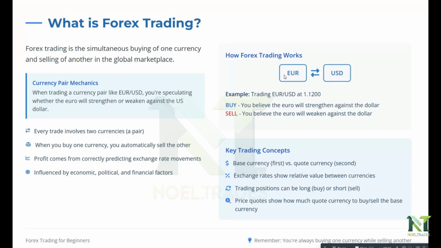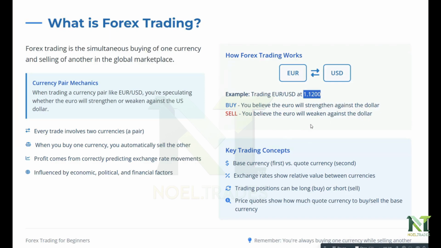So, how forex trading works. This is a currency pair: we have the euro and the dollar. The first currency is called the base currency and the second currency is called the quote currency. This is how we normally quote foreign exchange prices. When you want to buy, you believe that the euro will strengthen against the dollar, and if you want to sell, you believe that the euro will weaken against the dollar. That is basically how it works.